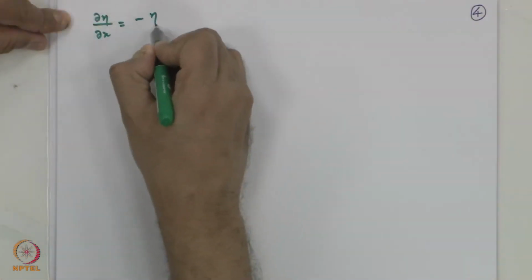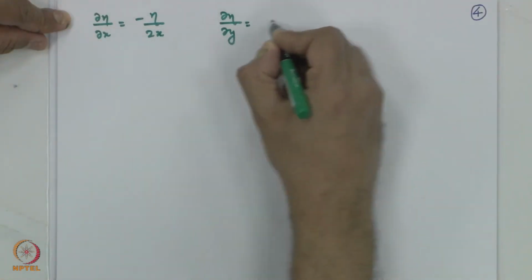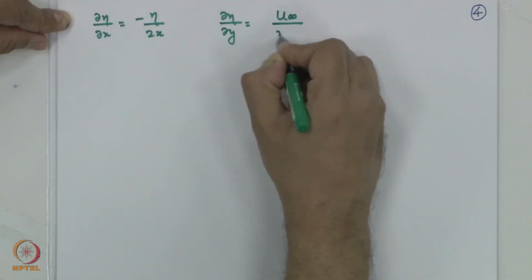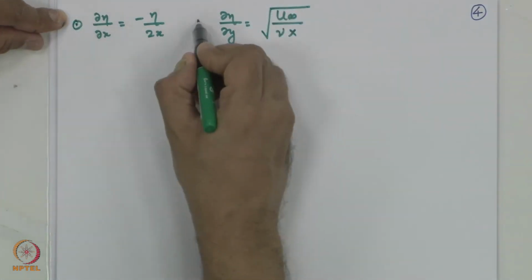Also we remember we had d eta/dx came out to be minus eta over 2x. d eta/dy came out to be under root of u infinity by nu x. We will use this also.